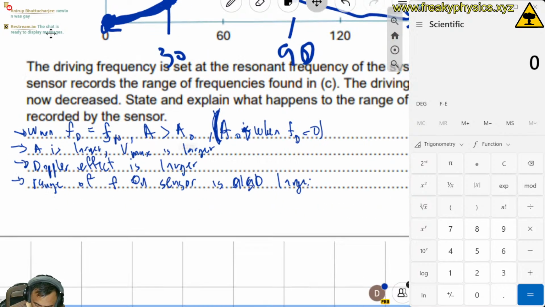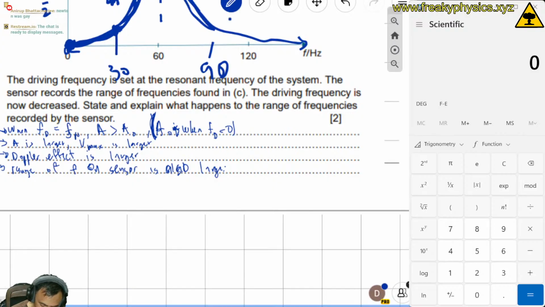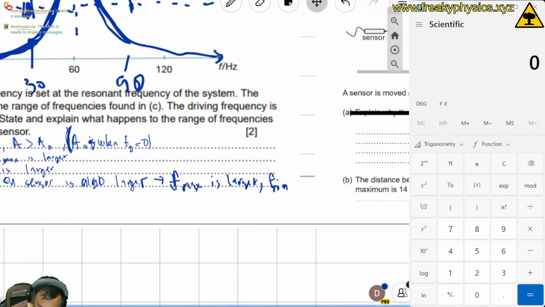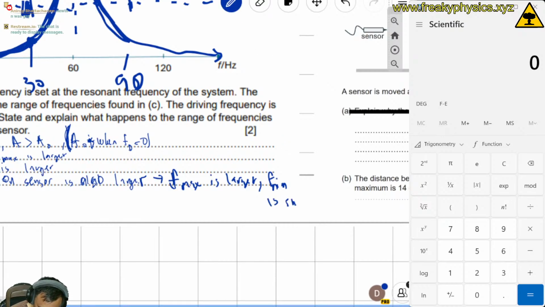Okay, so that's what happens to the frequencies recorded by the sensor. Since the range of frequencies is now larger, the maximum is larger and the minimum is smaller. That's what happens. We don't know the exact values because we don't know the exact value of the amplitude at the moment. Hope that makes sense.